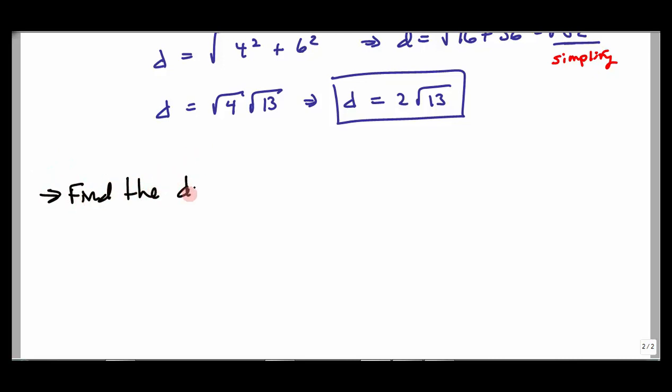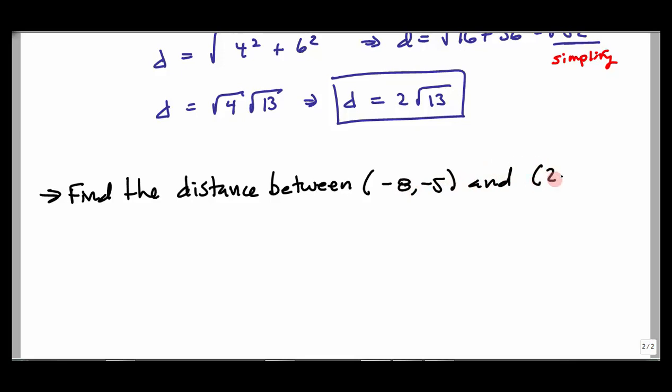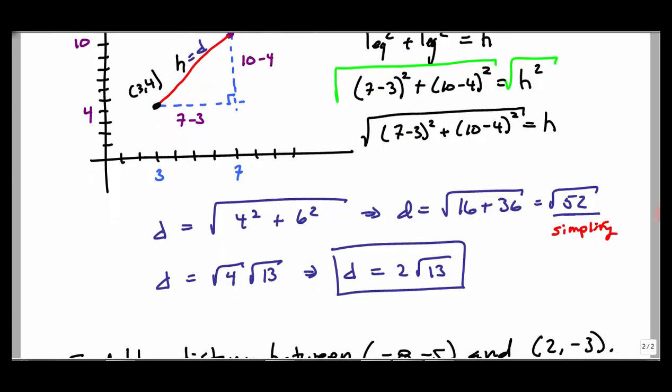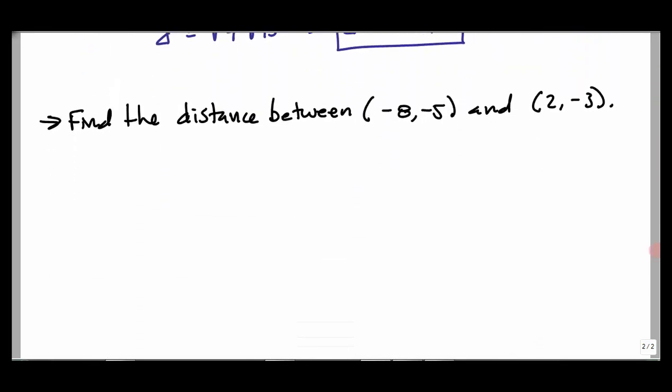So let's go ahead and find the distance between the ordered pairs -8, -5 and our other ordered pair would be, let's say, 2, -3. Now I'm not going to draw this and sketch that out in the right triangle like we did up here. I just did this picture to kind of show you where it comes from. If you want to use the Pythagorean's theorem to solve these, you're welcome to. I'm just going to go ahead and skip to the formula.